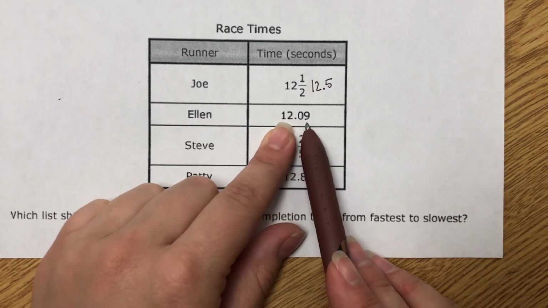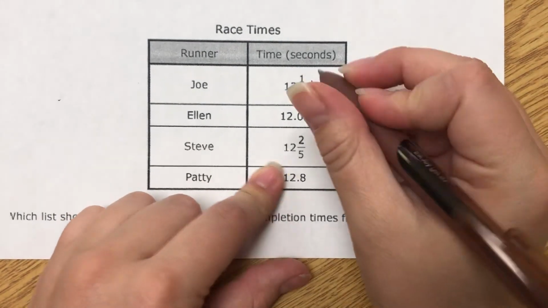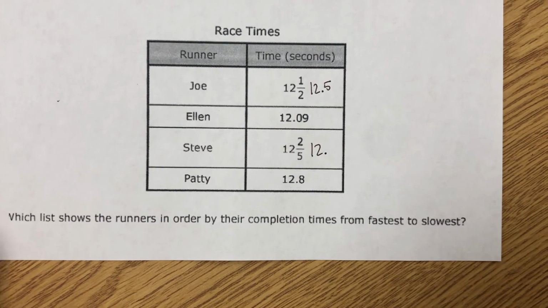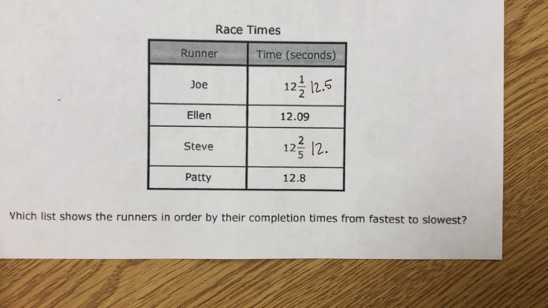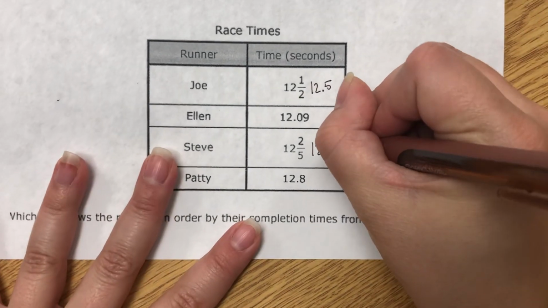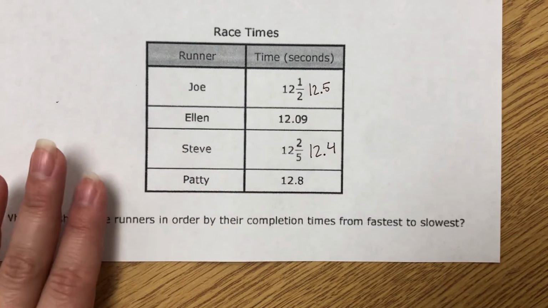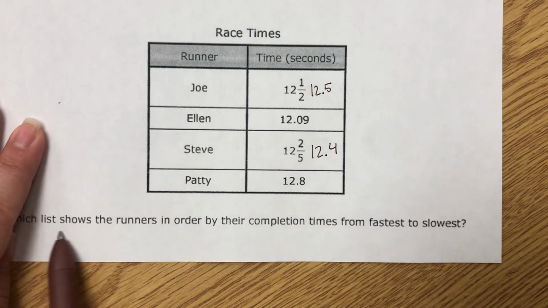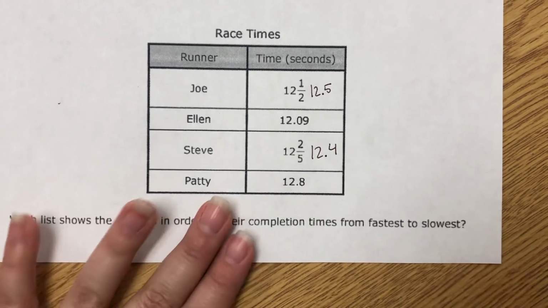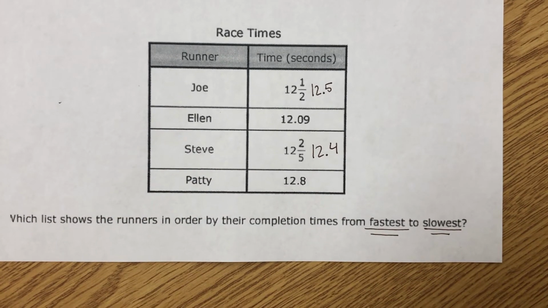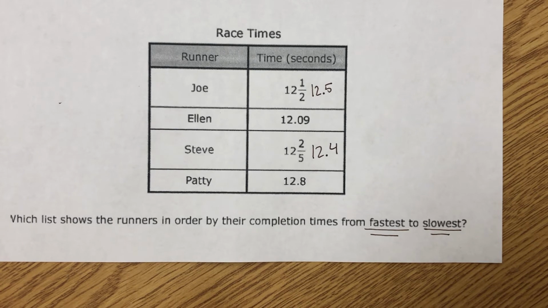12.09, we don't have to do anything to it. 12 and 2/5, I do. So let's take 12, put a decimal, and then I'm gonna figure out what 2/5 actually is. So 2 divided by 5 gives me 0.4. So I just put the 0.4 at the end of that whole number. So the next thing that I need to do is order them. And this time we are ordering them fastest to slowest. So these are race times. That means people are running a race and we're trying to win the race.